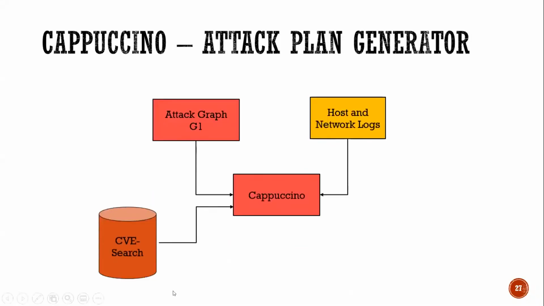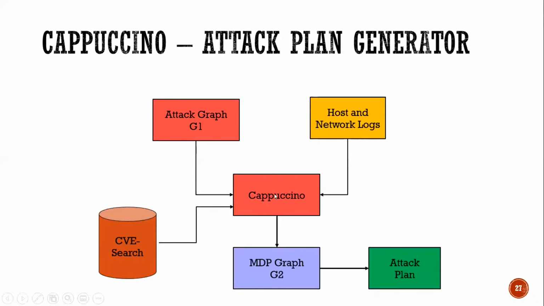So the main brain or AI in this work is Cappuccino. What Cappuccino does is it takes the information from the attack graph and the information about different configurations and vulnerabilities from this CVE search database and log information from the Latte module to create an MDP graph. So the MDP graph can then be used to derive an attack plan that we as penetration testers will implement on the network.